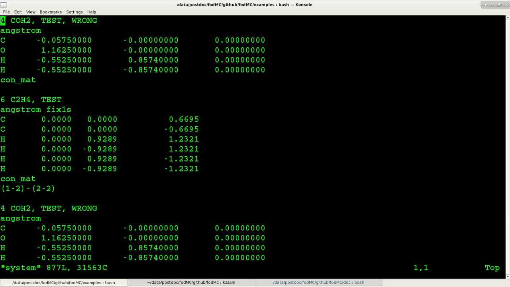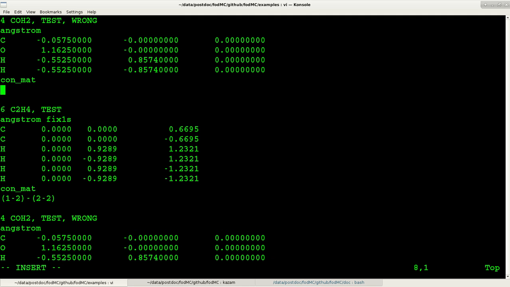And in order to fix it, we have to introduce a bond pattern. And this bond pattern is now the same as in C2H4. We say that between atom 1 and atom 2, we have a bond pattern of 2 up and 2 down FODs, so a double bond.